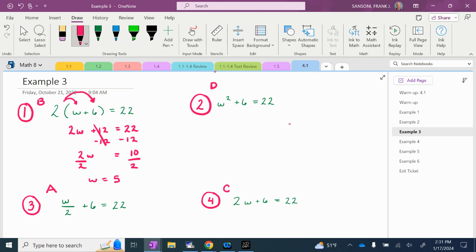Ooh, look at this. W squared plus 6. I have to solve for W. I'm going to get rid of plus 6 first. Let's change colors. I want to get rid of plus 6.